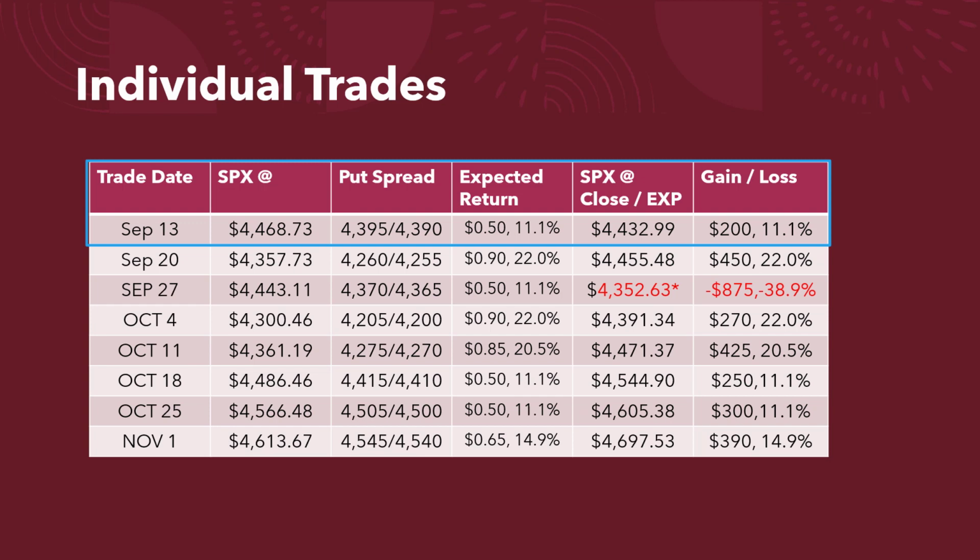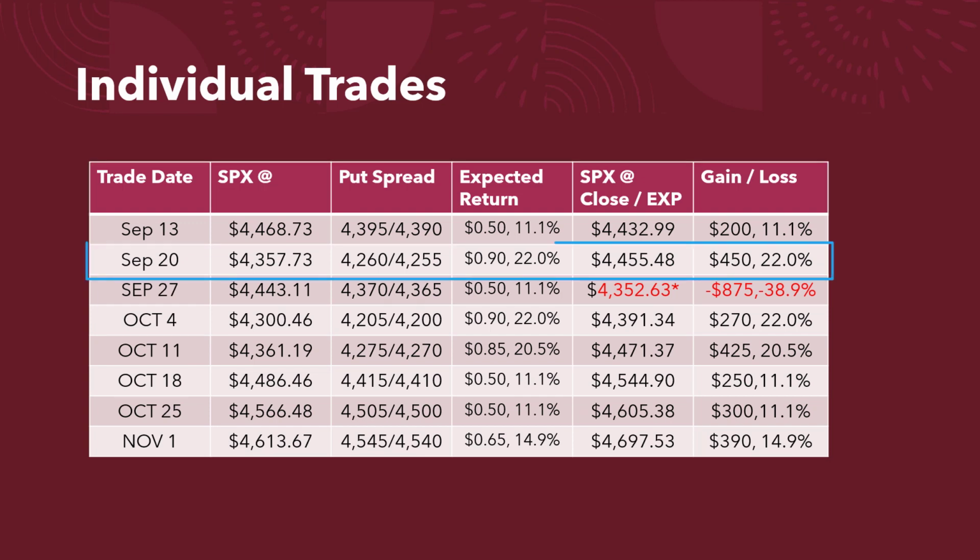SPX closed at expiration the 17th, of course, 4 days later, Monday to Friday, at 4,432.99. So both our puts expired worthless. With our $2,000 allocation, we were able to trade 4 contracts at 50 cents, so we gained $200 or 11.1%.